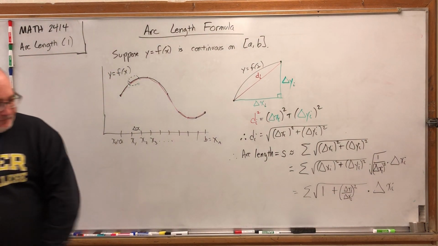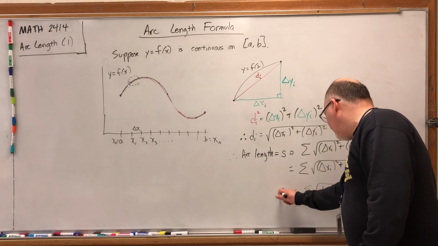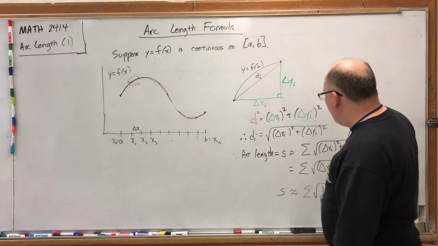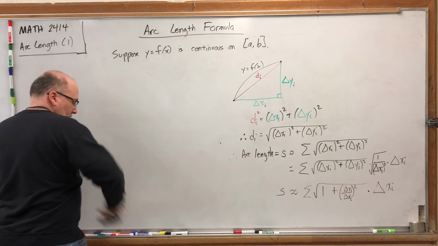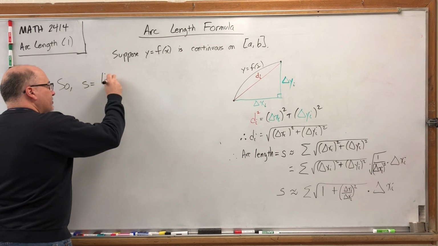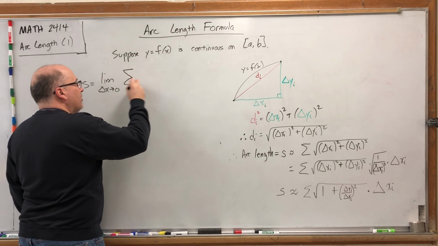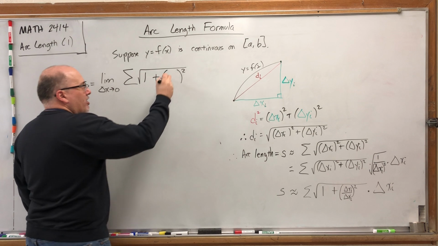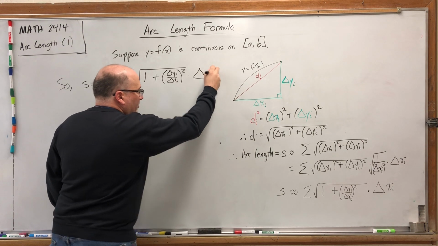So how does this help us? Well, this is approximately our arc length. But to get the exact value of the arc length, we have to take the limit as delta x is equal to 0. So what does that give us? I think I'm done with this picture. The actual arc length is the limit as delta x approaches 0 of that expression, the sum of the square root of 1 plus the square of delta y over delta x times delta x.